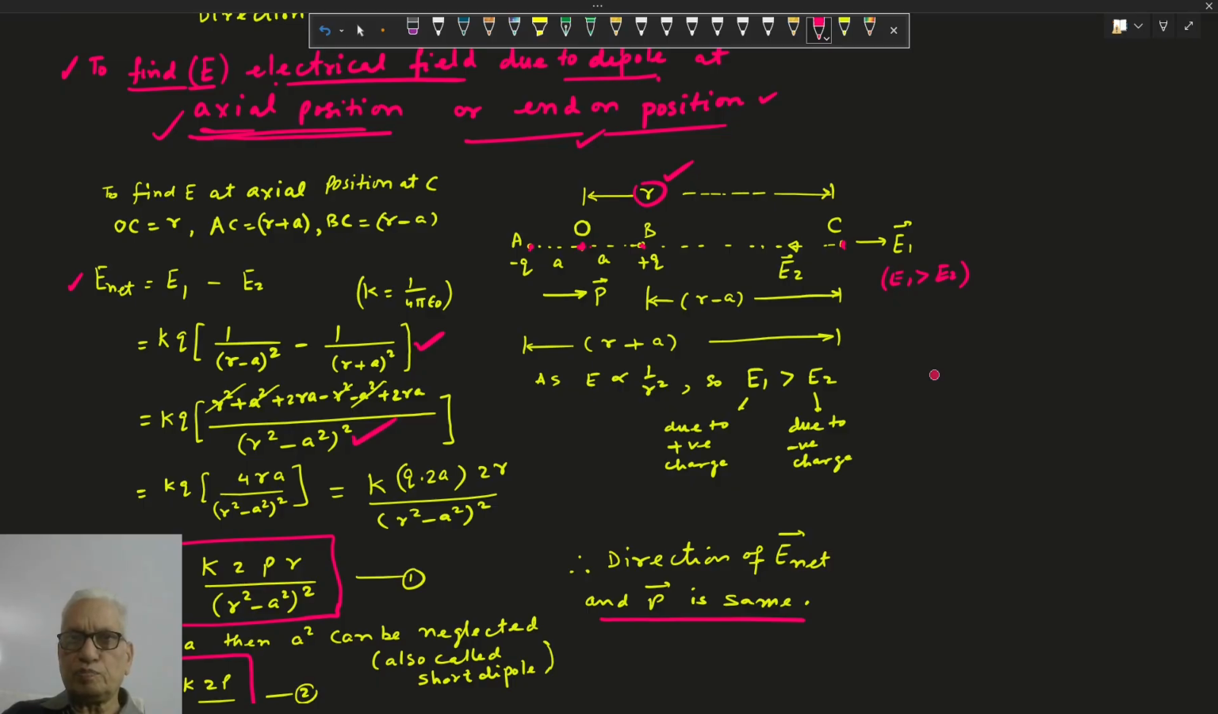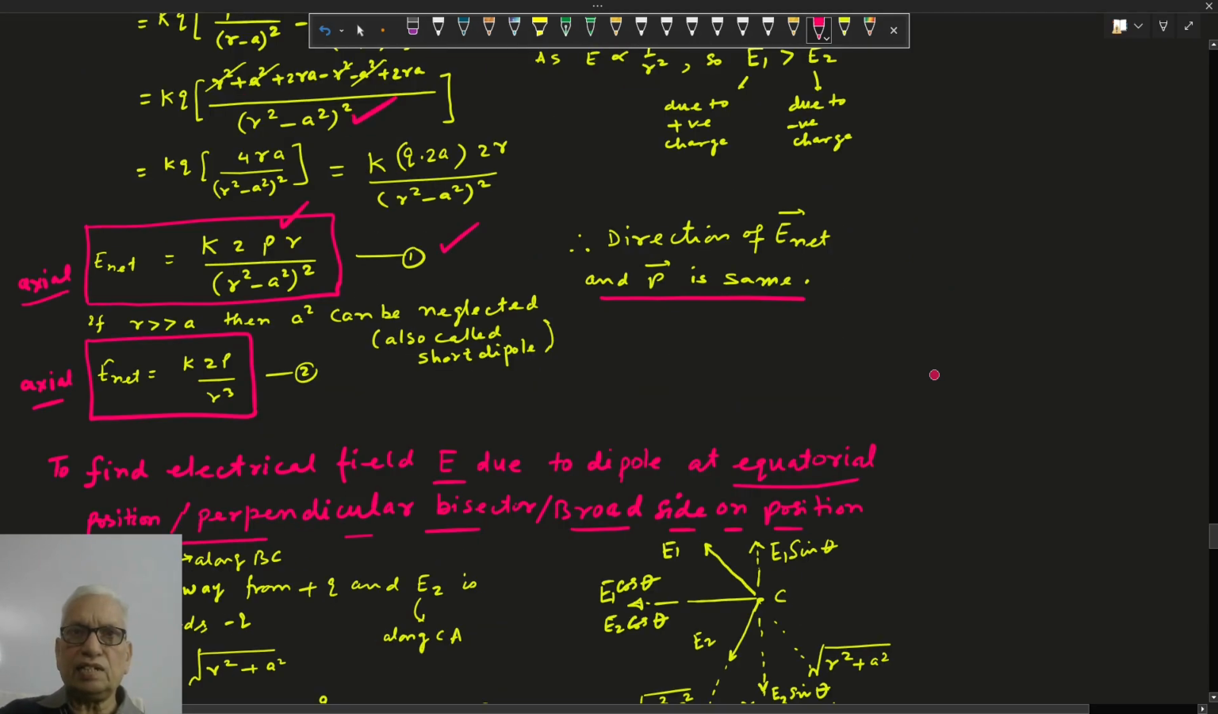इधर put कर देंगे, open किया, r square plus a square plus 2ra minus r square minus a square plus 2ra. ये cancel हो गया. 2r, 4ra हमने ऐसे लिख दिया. 2 into 2a and r, it will be 4ra. 2 into 2a की जगह क्या लिखेंगे? P, dipole moment P लिख दिया. तो electrical field का formula मिल गया हमको, call it equation 1, at axial position.